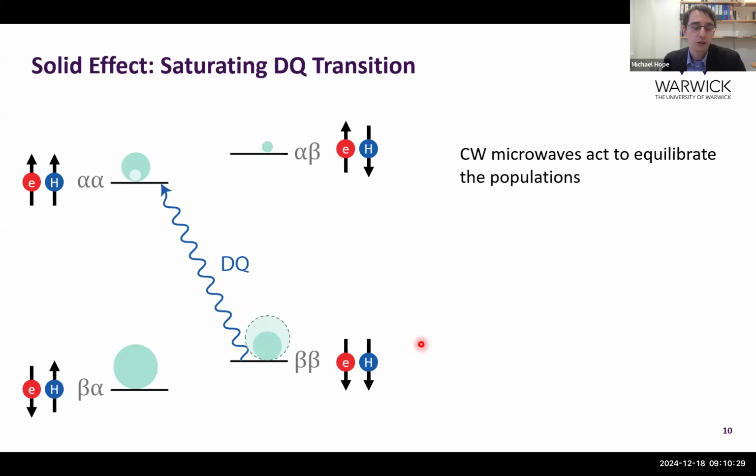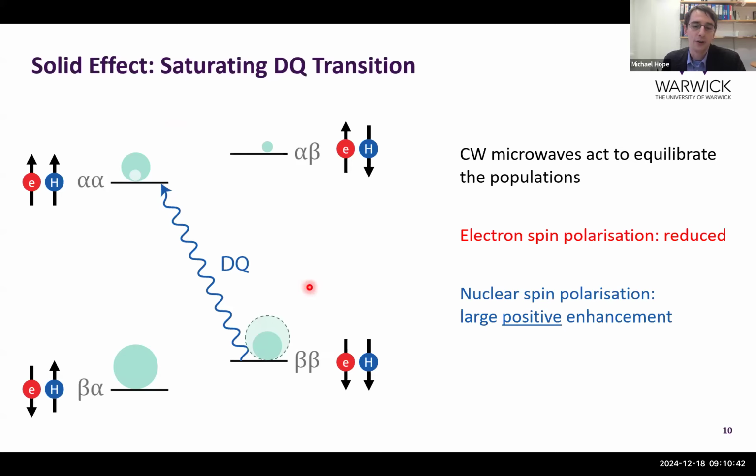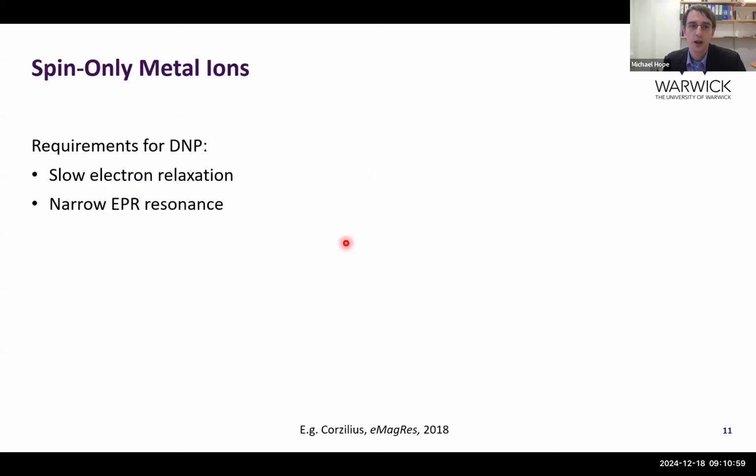If we saturate the other transition, the double quantum transition, we can see analogously that we've again reduced the electron spin polarization, so a smaller difference between the bottom and the top. But we've now got a positive enhancement of our nuclear polarization, because we now have more population on the left than on the right, so more population of the lower nuclear level than the upper nuclear level. Okay, so that's very briefly how the solid effect works.